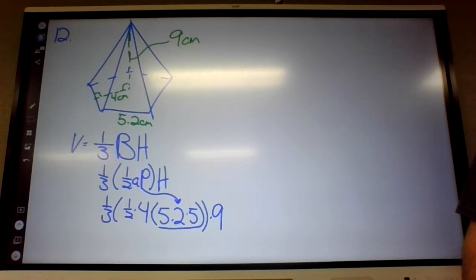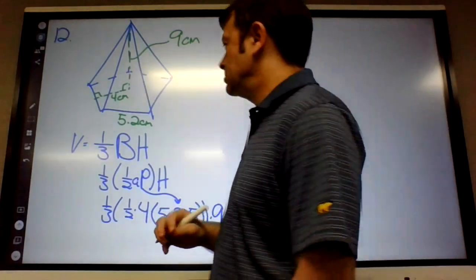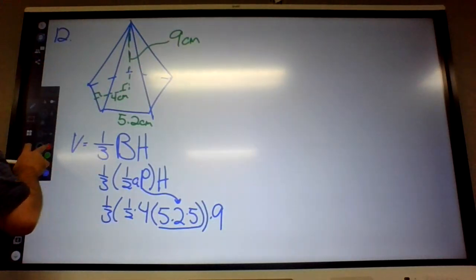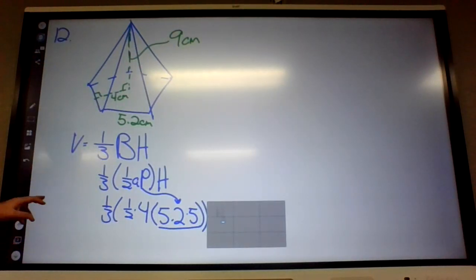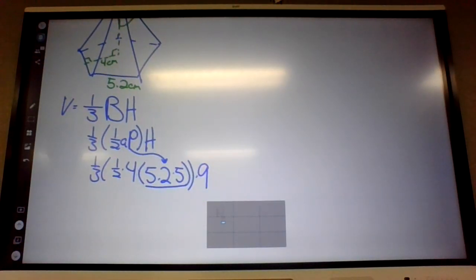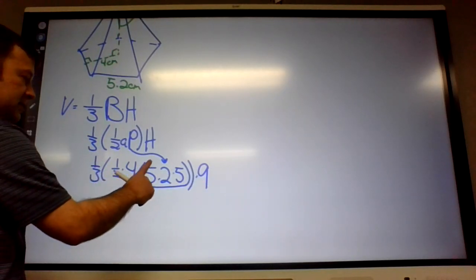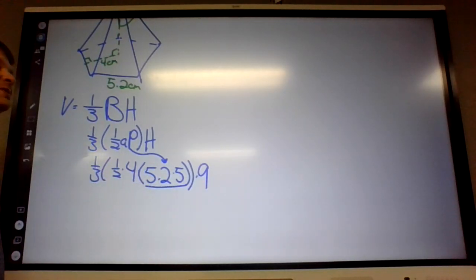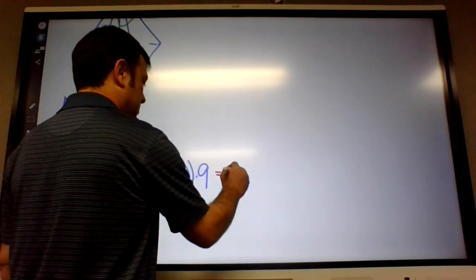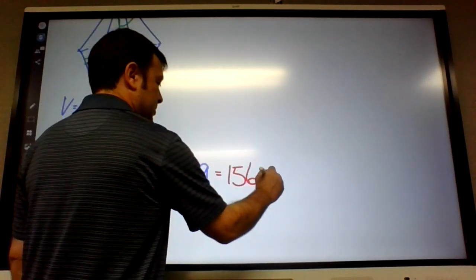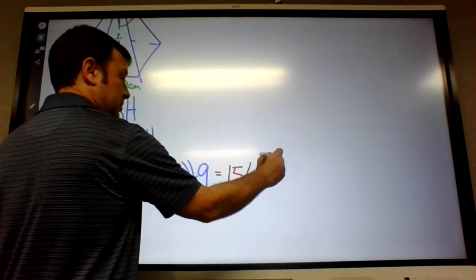Oh, I should have written that in red. Whoops. Okay. These kind of cancel out. That makes a 3. That makes a 2. That makes a 6. 6 times 26. 120 plus 36. 156 centimeters cubed.